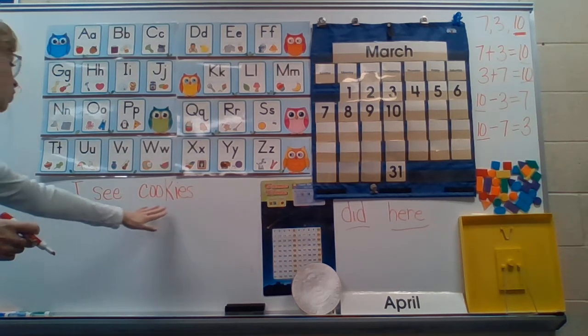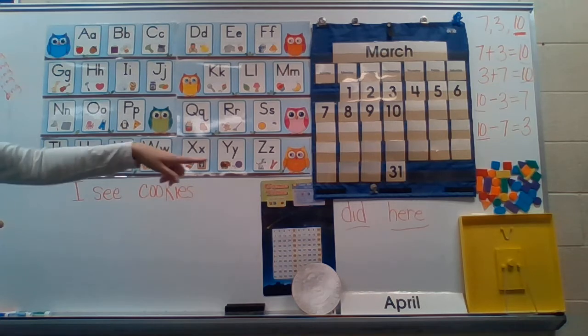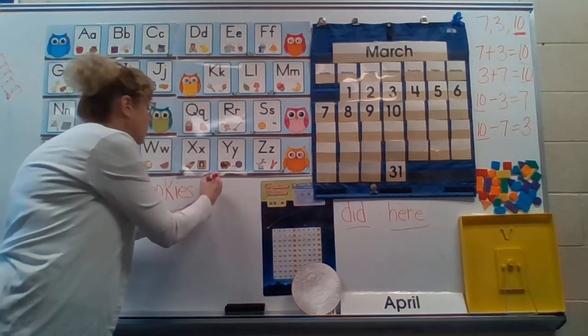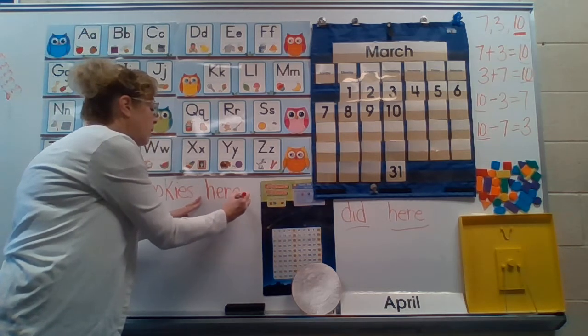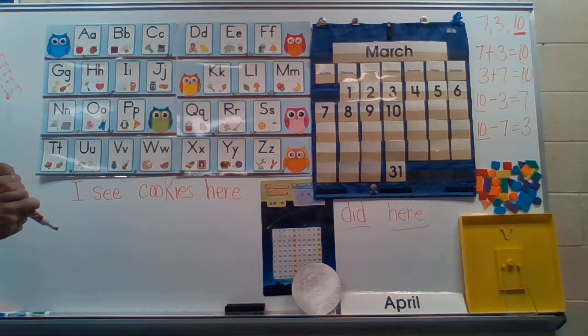I see cookies. Then I'm going to say here. I'm going to use my new sight word here. H-E-R-E. I see cookies here. And I'm going to put a period.